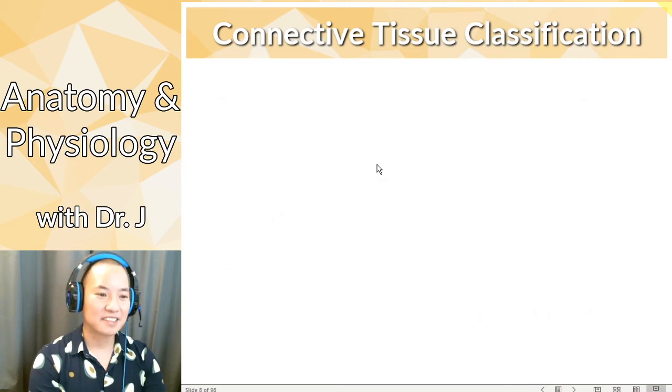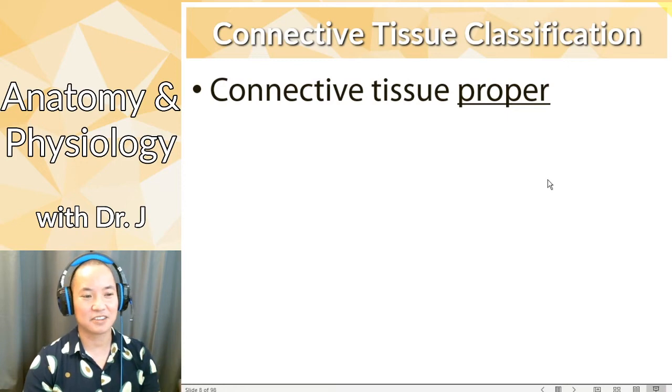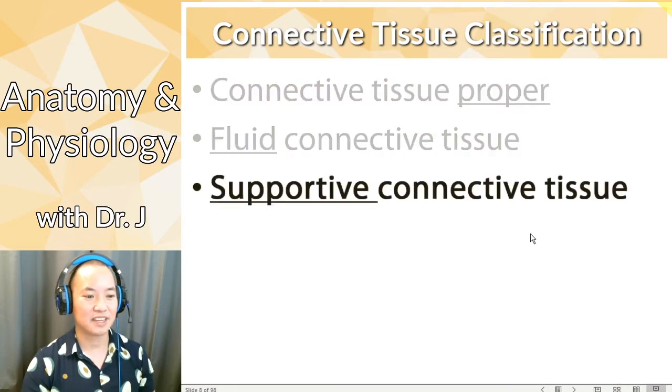All right, so back to connective tissue. So again, Dr. Not there did mention that I will kick the can slightly down the road, and now we're going to cover cartilage. So again, there are three broad categories of connective tissue: connective tissue proper, fluid connective tissue, including blood and lymph, and supportive connective tissue.